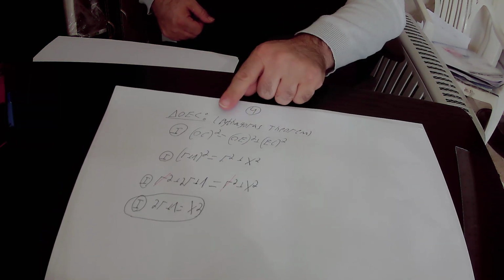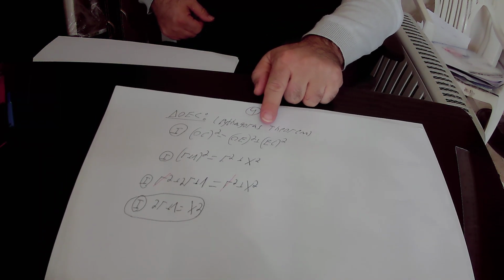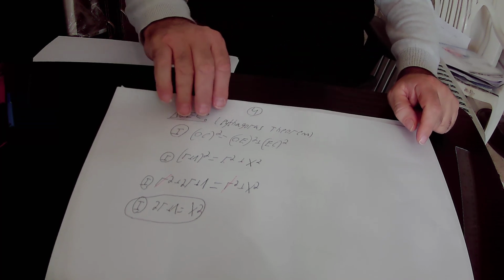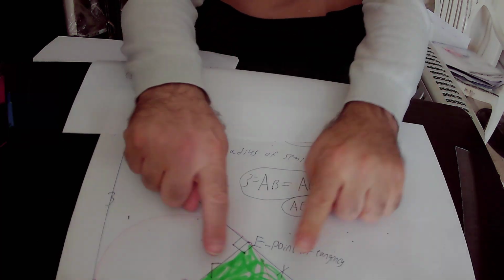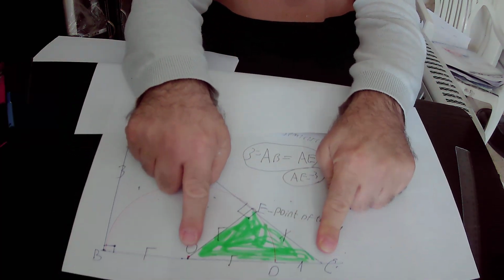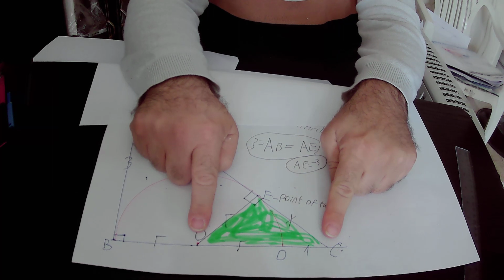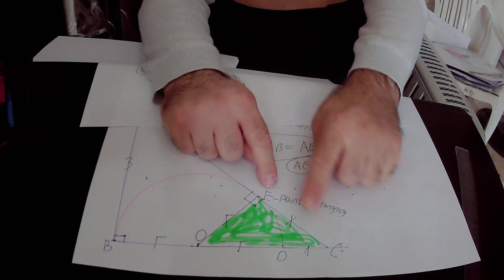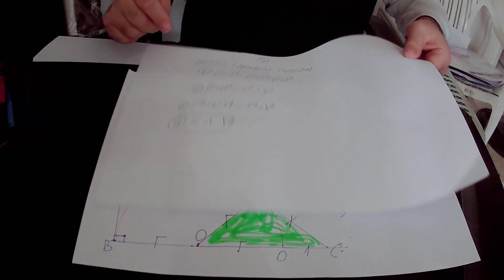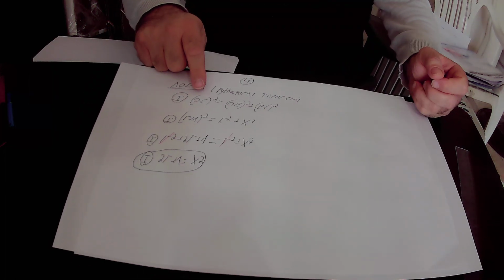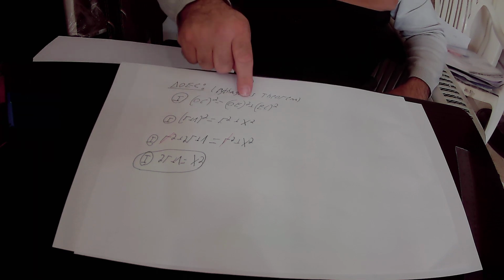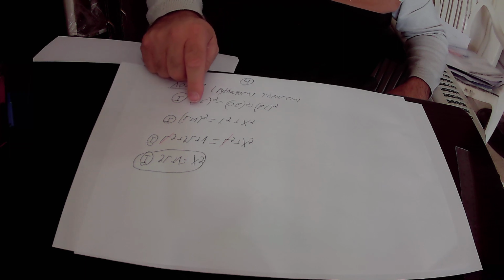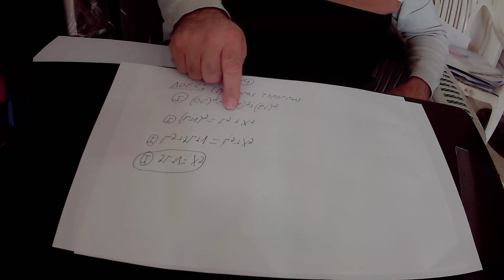That is to say, OC square equals OE square plus EC square. Side OC equals R plus 1, OE equals R, and EC equals X. So in total we will get that OC square equals (R plus 1) square, OE square equals R square, and EC square equals X square, or (R plus 1) square equals R square plus X square.